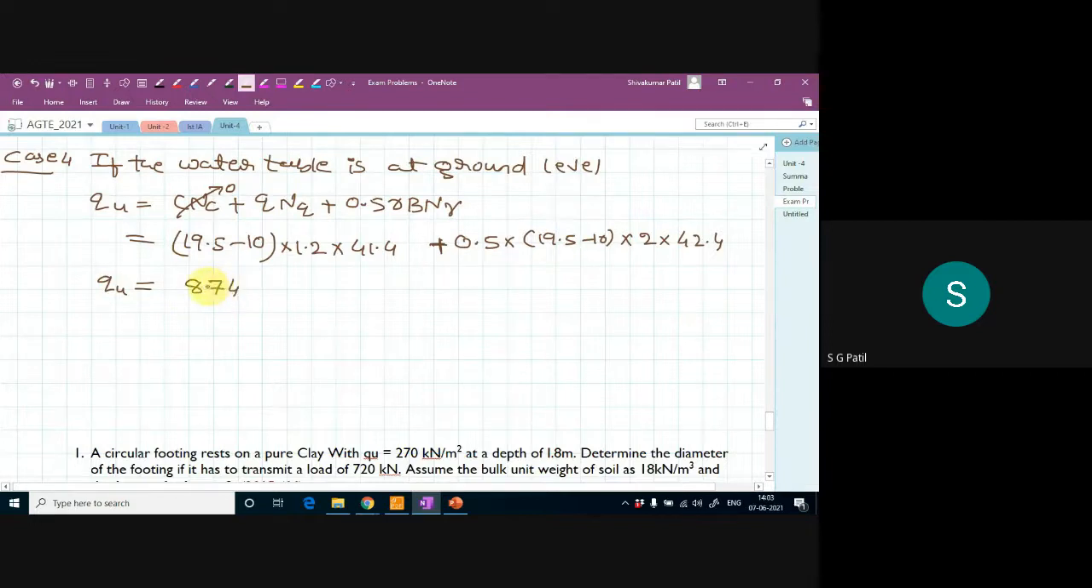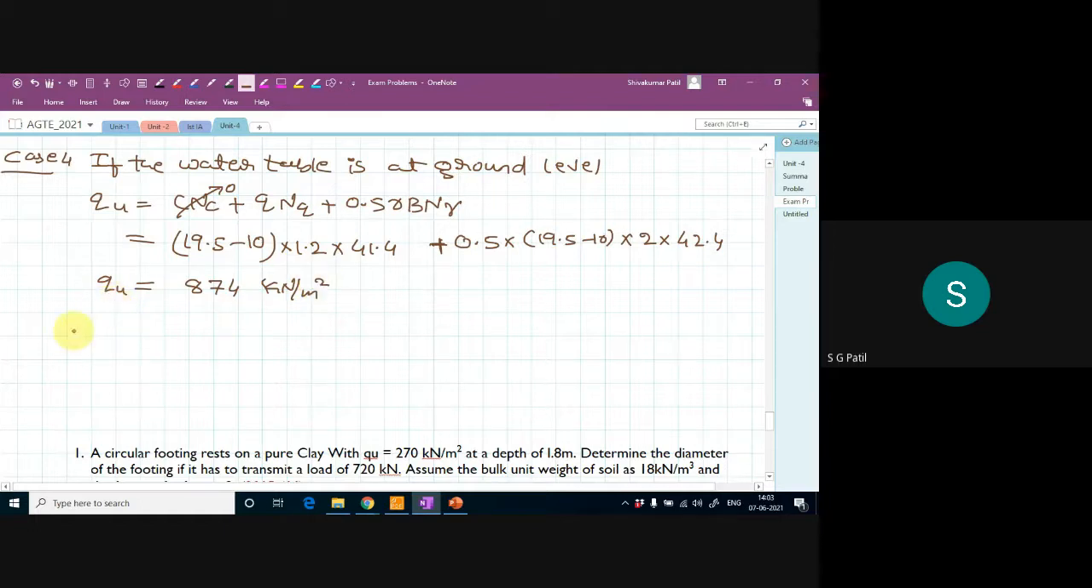Please do it carefully, because I have not calculated this term earlier. I am totally believing your answers. So 874 is correct. Please cross check with somebody else whether you are getting 874. Yes, sir, it's correct. Okay, so kilonewton per meter square.